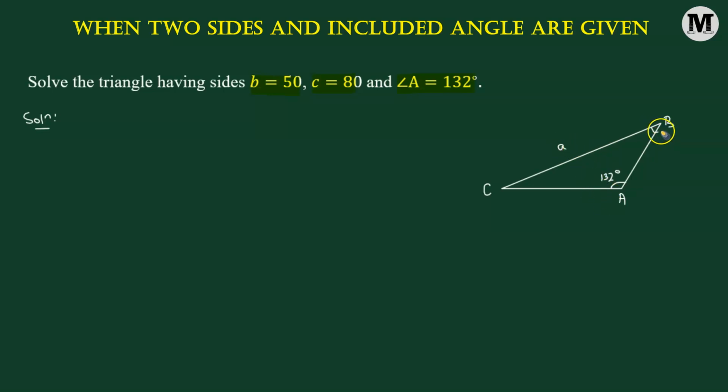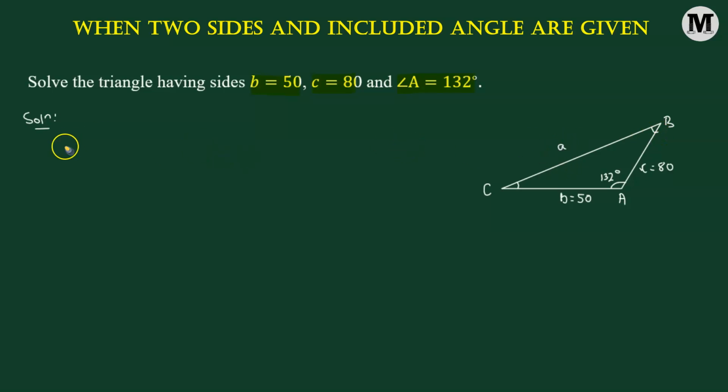Then we consider the angle B. The side opposite to angle B will be CA. We're going to denote it by the letter b in lowercase. b here is given as 50 units. And then the remaining side is going to be denoted by the letter c in lowercase. So that has a measure of 80 units. To solve this triangle means we need to find out the measure of angle C, measure of angle B, and the third side, which is a here.